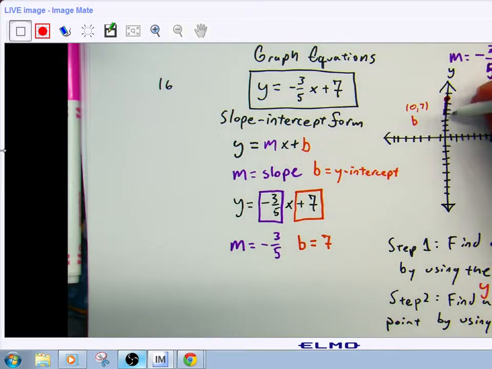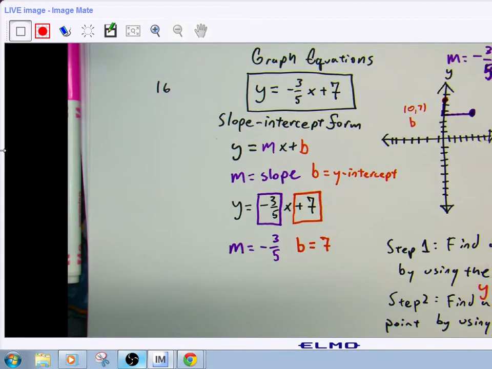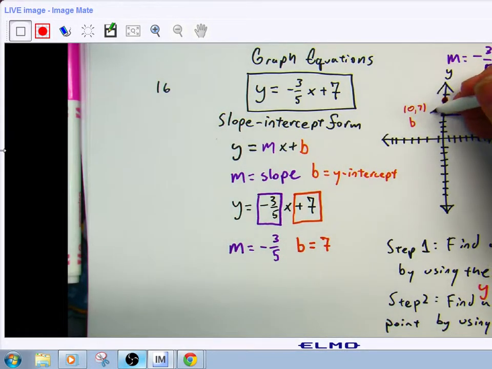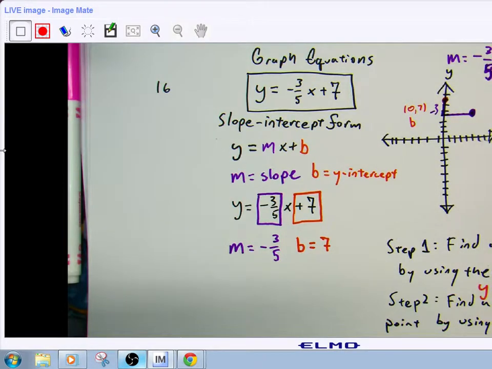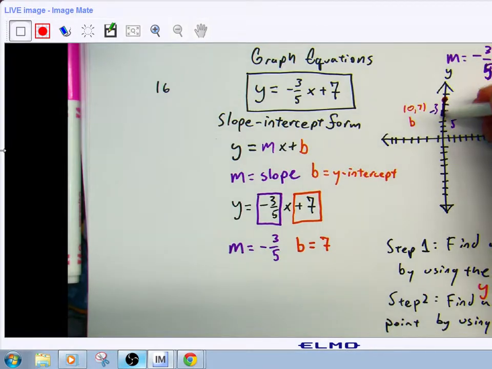So that puts me right here. And I'm going to run 5. So I'm going to go over 1, 2, 3, 4, 5, so that it lines up here. This is going to be my second point there. And I got there by moving down 3 and over 5. I rose -3, I ran 5.